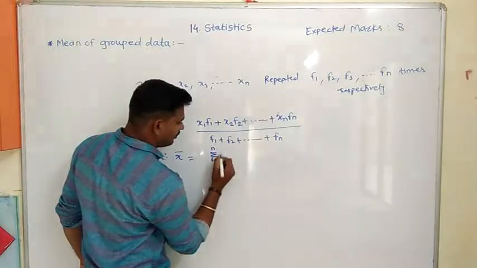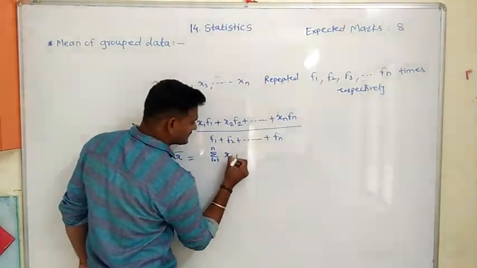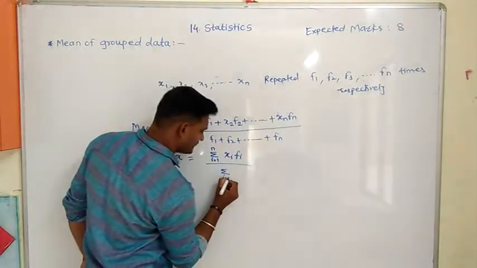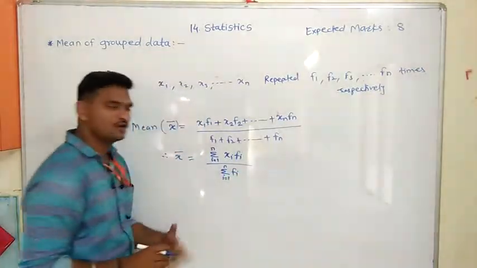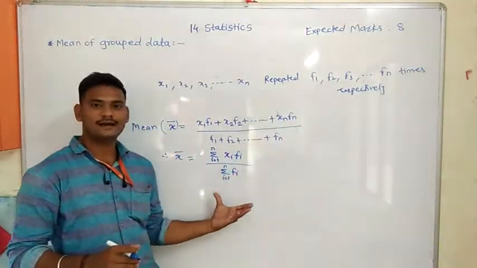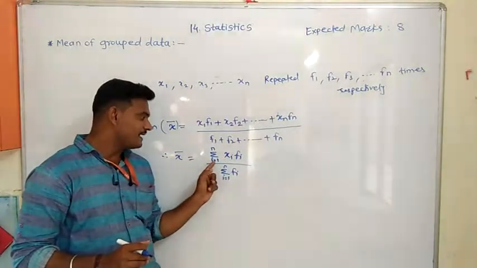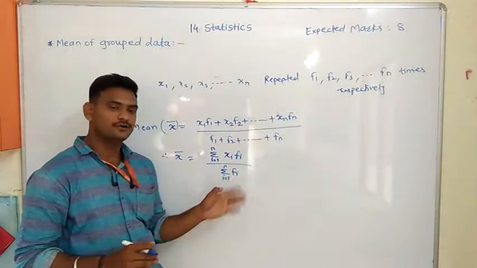In summation of i is equal to 1 to n, xi into fi divided by summation of i is equal to 1 to n of fi. We have seen this formula in class 9. See here, xi and fi. Here the value of i varies from 1 to n, and here also i varies from 1 to n.